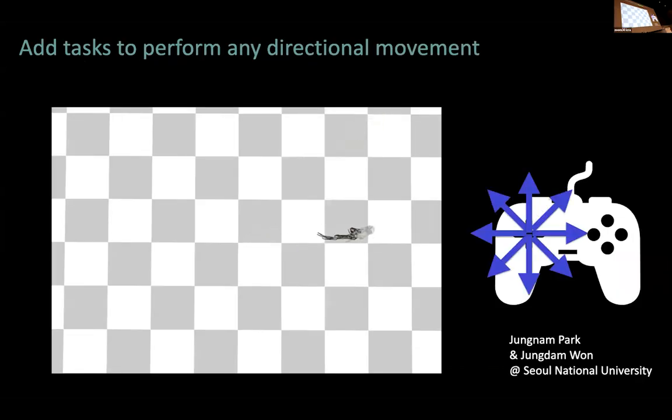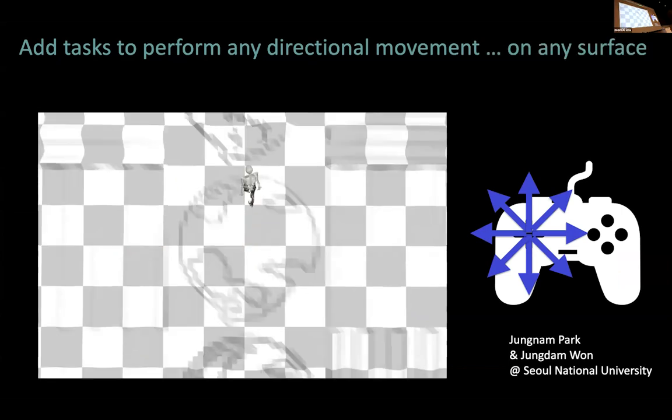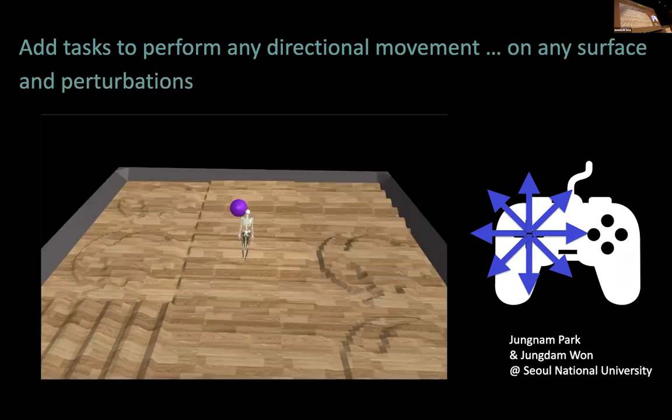Now, as easy as it is to add, you can add different tasks. For example, Jundan Park and Jundan Won at Seoul National University added directional walking. So now you have basically an actor that can do omnidirectional walking, like with a joystick. With the same simplicity, you can add different surfaces. This is just an uneven surface that the agent was trained to walk on, or you can add other types of obstacles or conditions or perturbations to the agent, like throwing balls or objects at it. This is just to show the flexibility to add or change conditions.